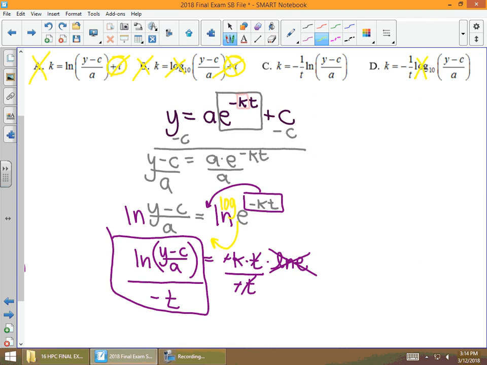Let's make sure we can match up all the pieces here. y minus c over a, we're using ln. And here I divided by negative t. Dividing by negative t is the same as having a times negative 1 over t out front. So here, C is our answer.